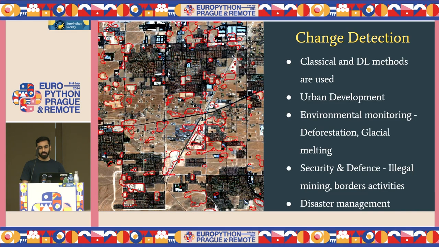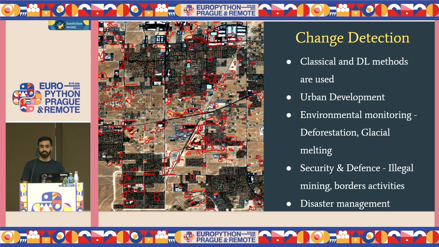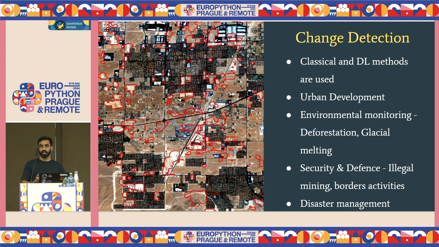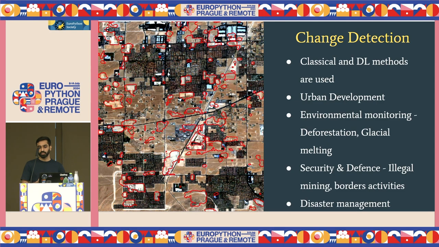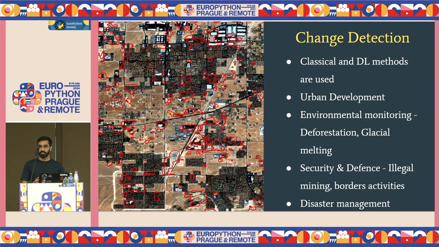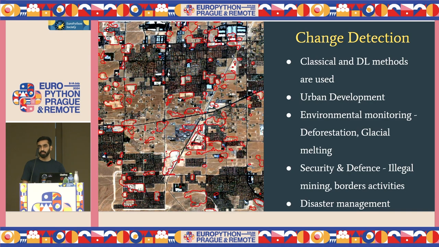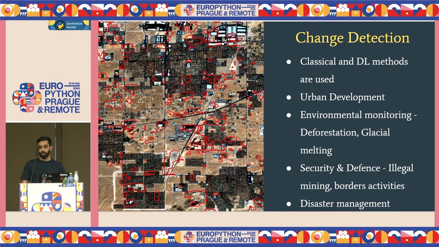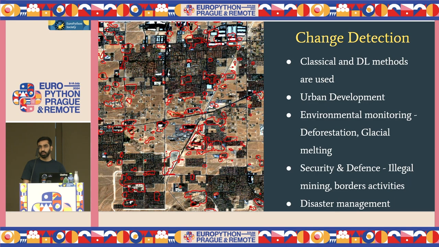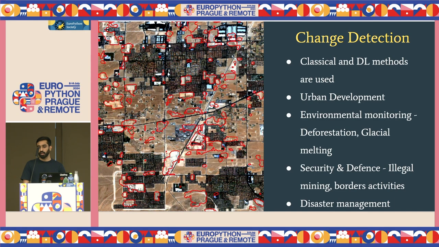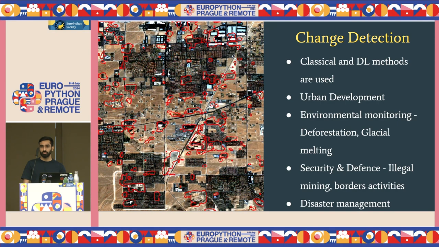So there are approximately 100 differences in these two images, and this is called change detection. It can be quite helpful in identifying the urban development that happened over the past few years, or for environmental monitoring, like deforestation or glacial melting happening over a place. Or it can be useful for defense, if there's some illegal mining activity or some illegal activity at the border, and for disaster management. So there are various use cases we can think of which can be done with the help of change detection.